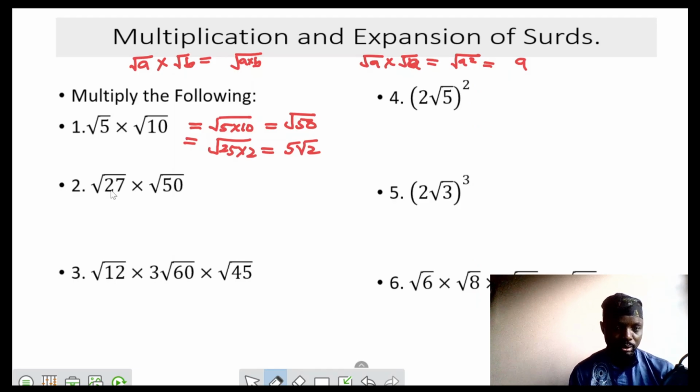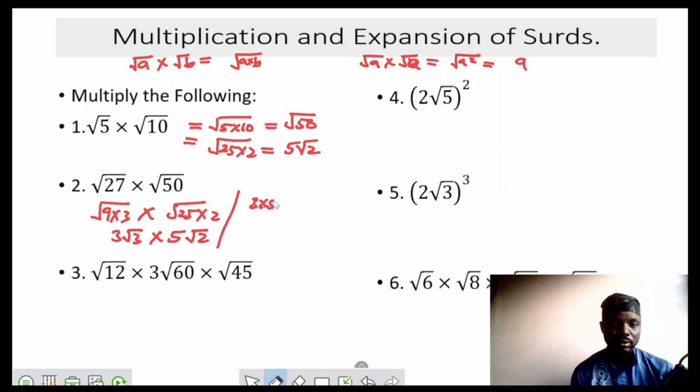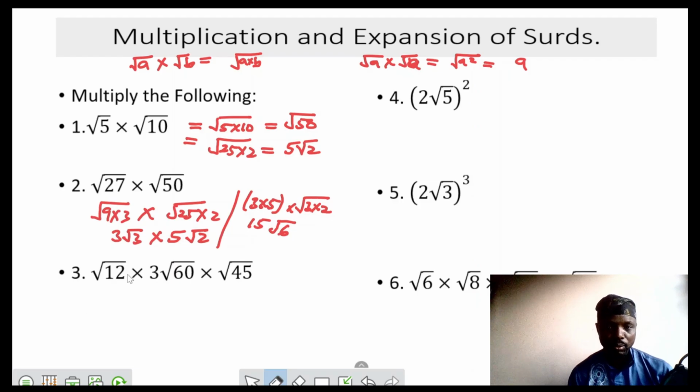So this is also another one. I can simplify this one, root 27, to be root 9 times 3, times this one will be 25 times 2. So if I simplify this one, it gives me 3 root 3 times 5 root 2. Now, if I take the whole numbers together, that means 3 times 5, so put them together. Then the roots together, 3 times 2 under the same root. So if I multiply this one, it gives me 15 root 6. So this is how we go about this.